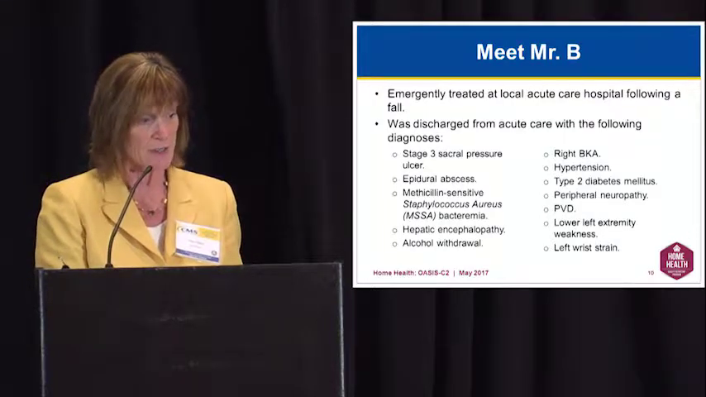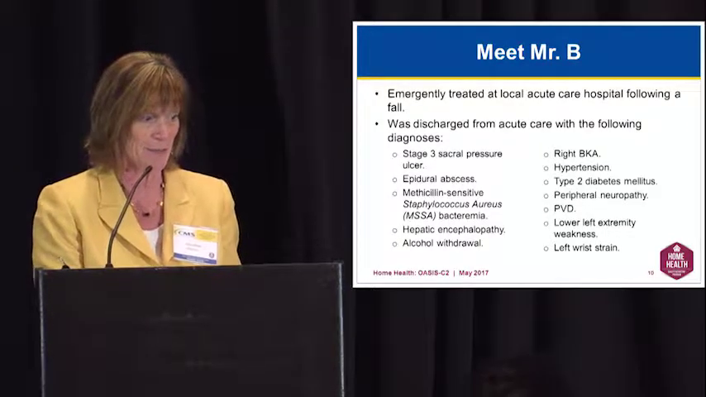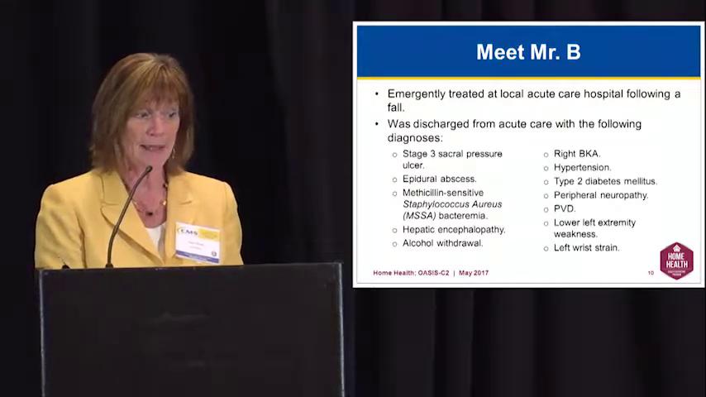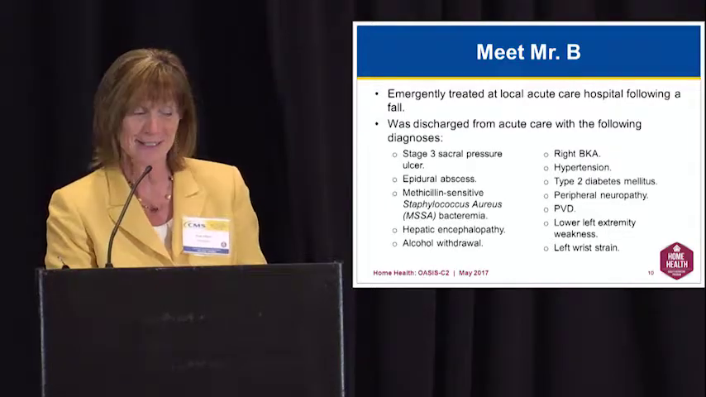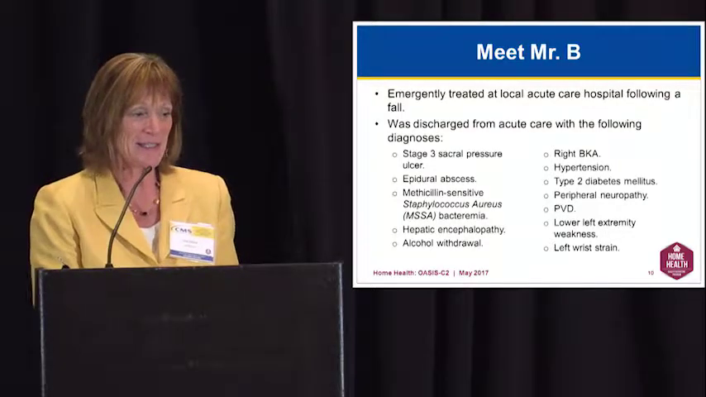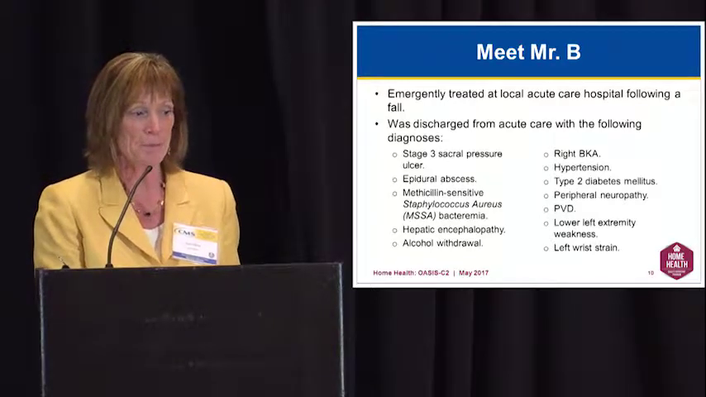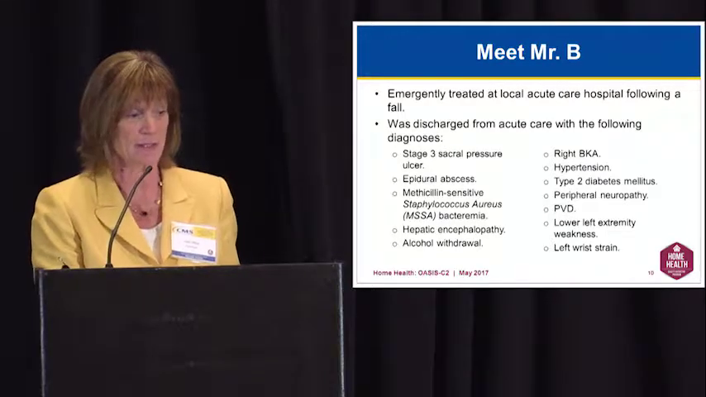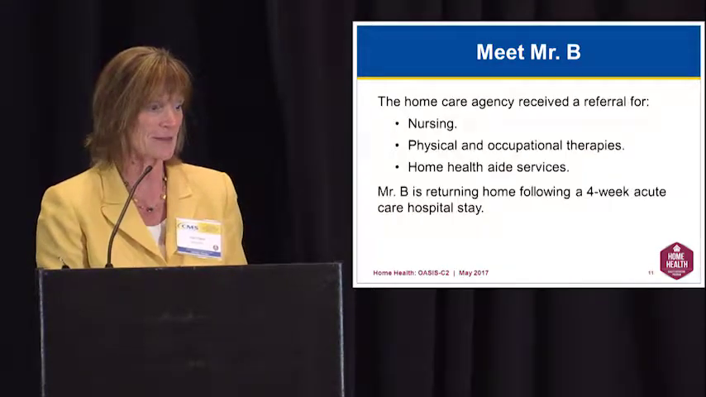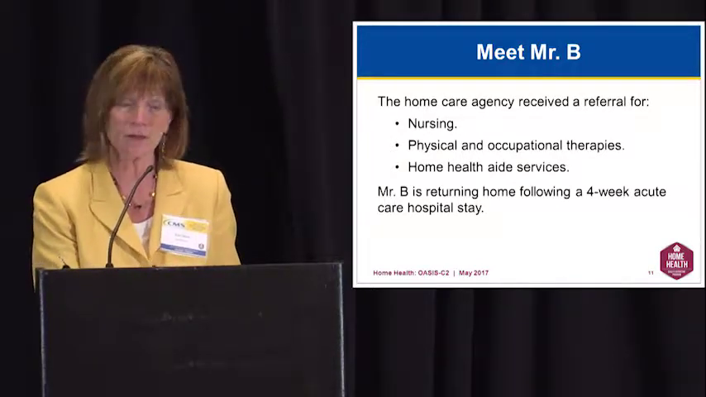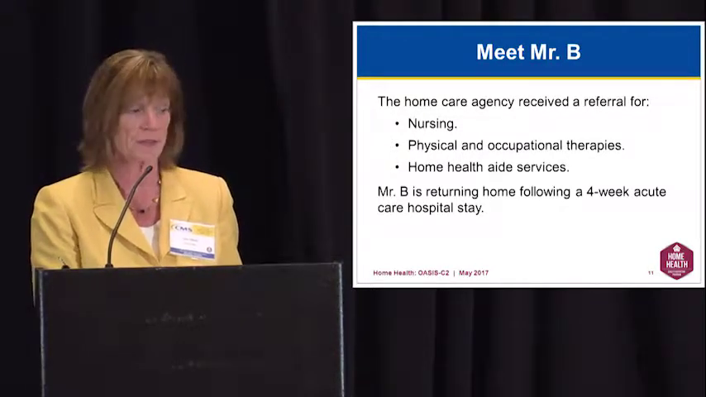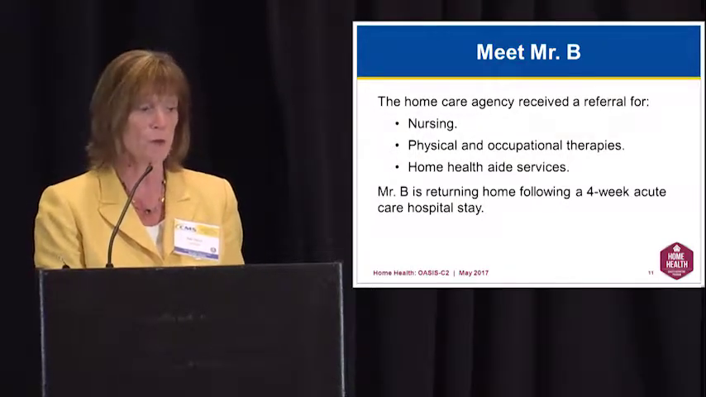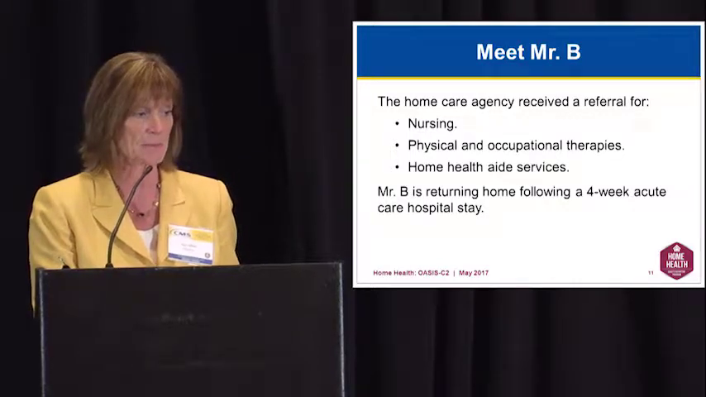methicillin-sensitive Staphylococcus aureus, or MSSA bacteremia, hepatic encephalopathy, alcohol withdrawal, a right BKA, hypertension, you're getting all this? Type 2 diabetes and peripheral neuropathy, PVD, a lower left extremity weakness, and a left wrist strain, to name a few. Poor Mr. B. So the home care agency received a referral for nursing, physical, and occupational therapies and home health aide services. He's returning home following a 4-week acute care hospital stay.